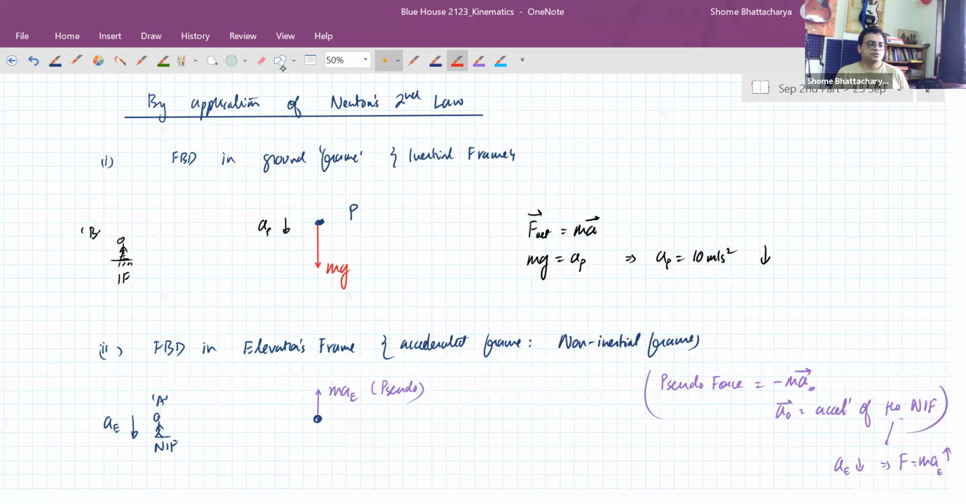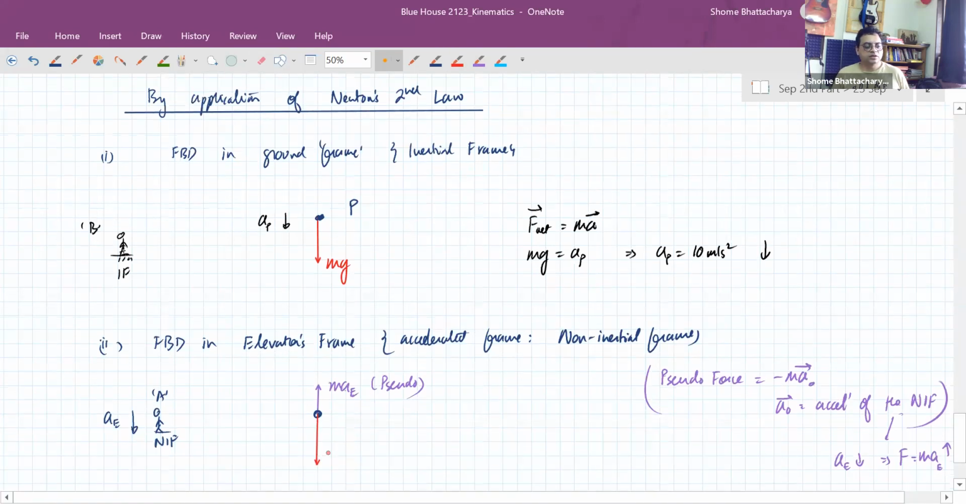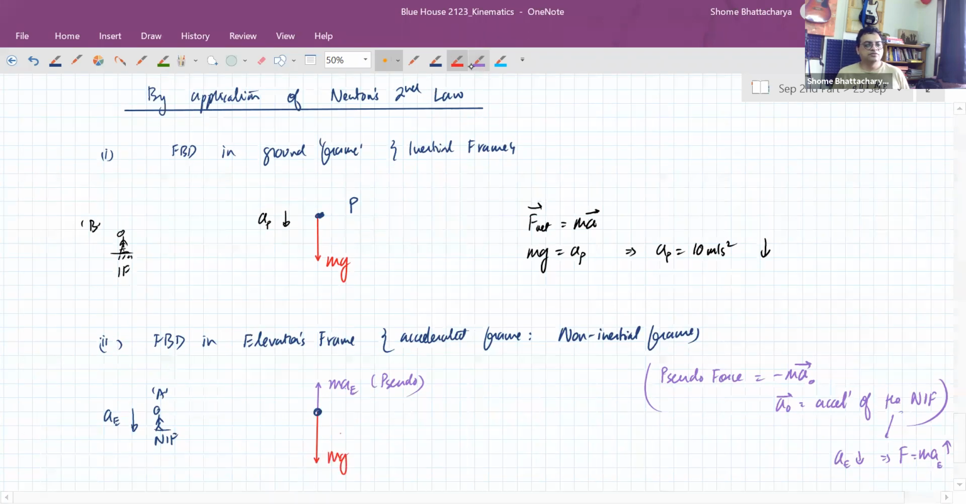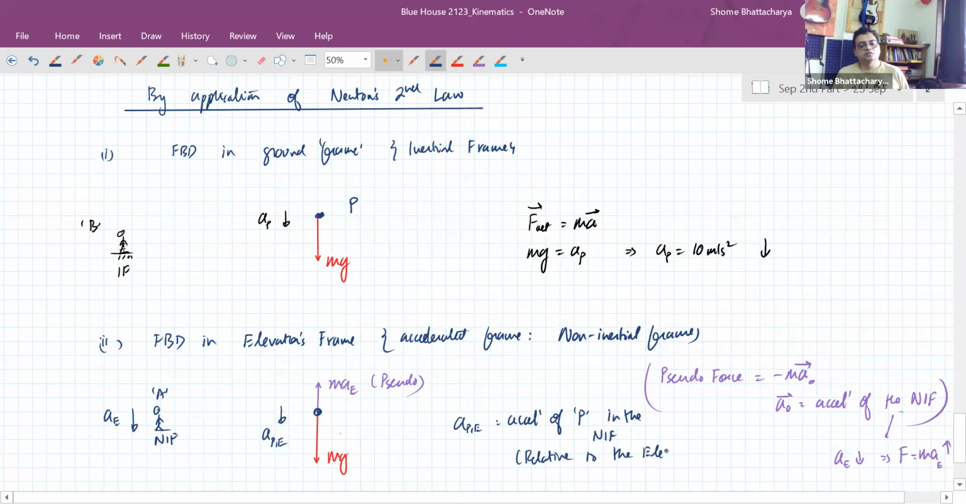Okay, and of course, apart from that, we have the real force, which is only one in number, mg, acting on it. And with respect to this frame now, it has an acceleration which is like this, acceleration of the particle with respect to E. So this is the acceleration of the particle P in the non-inertial frame, or you can say relative to the elevator.